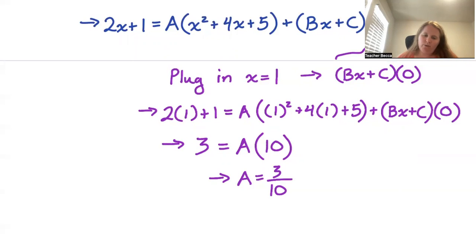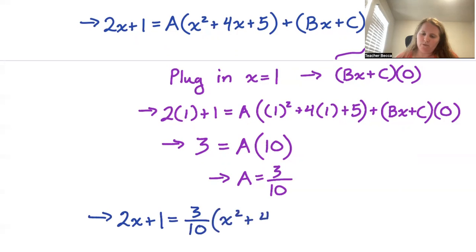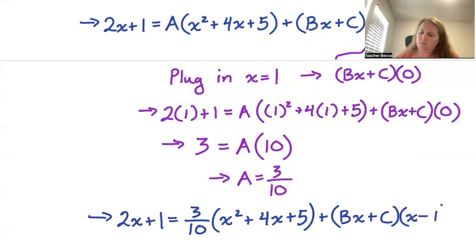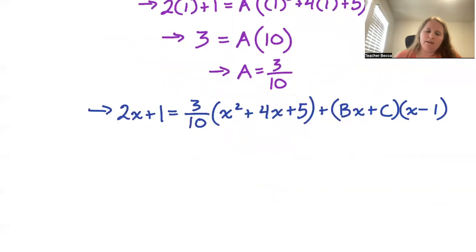So we can simplify our previous equation to 2x plus 1 is equal to 3/10 times x squared plus 4x plus 5 plus Bx plus C times x minus 1. At this point, we'll go ahead and expand and match coefficients.